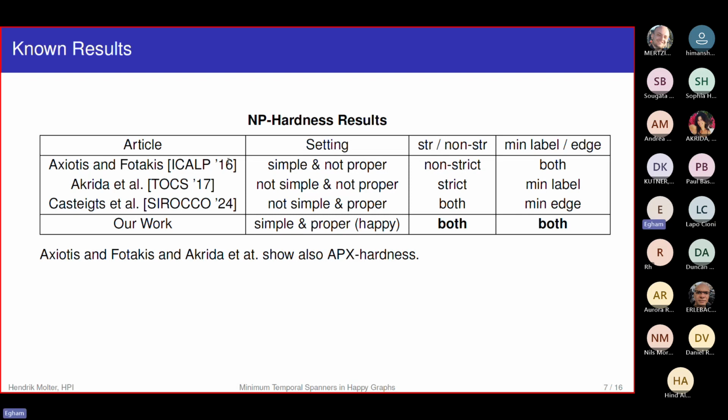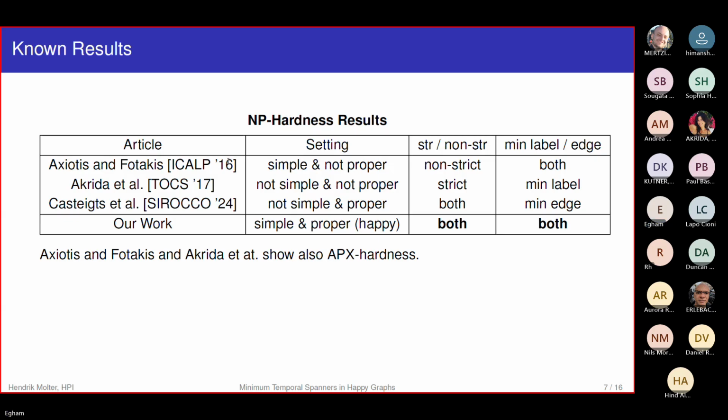And because the graphs are simple, it's both for minimum labels and minimum number of edges in the temporal graph. The other hardness result by Akrida and others produced a graph that is not simple and not proper, but they considered strict connectivity and the minimum number of labels. I should say that both of these papers actually show something stronger than NP-hardness. They show that the optimization version is also APX-hard, among other things.